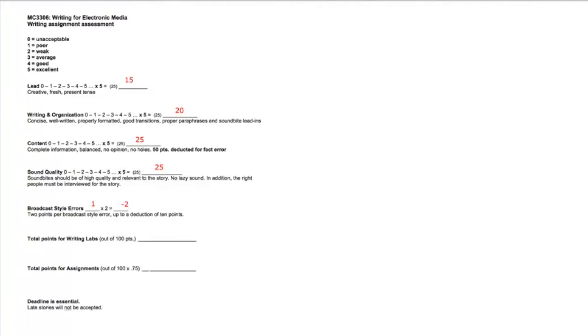So let's say these were your grades for the writing assignment. You got a 15 on the lead, which would be a 3. You got a 4 on the writing and organization for 20 points, and you got 5s on both content and sound quality, but you had 1 broadcast style error, so there were 2 points off. So when you add those all together and then subtract the 2 points, that would be an 83 for the writing lab. Simple enough to understand. That would be your final grade on those in-class writing lab assignments.